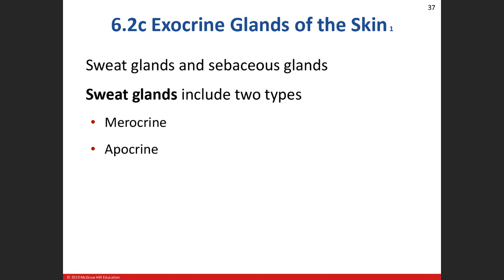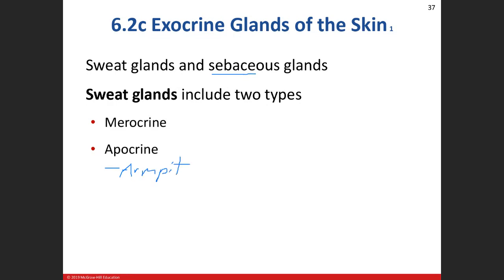All right, anyways, sweat glands. We already know that there's two types of glands, exocrine and endocrine. Our sweat glands are a type of exocrine gland, which means they have a secretory portion and a conducting portion. Sebaceous glands are also a type of exocrine gland. So sweat glands come in two types, the merocrine and the apocrine. One of the ways, before I forget, think of apocrine, think armpit.